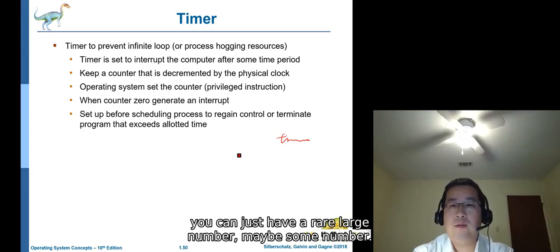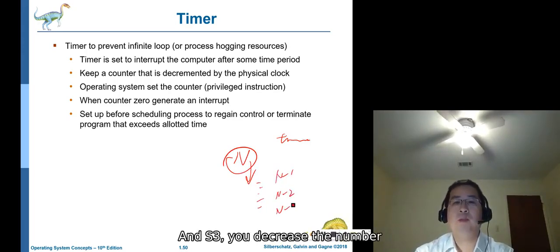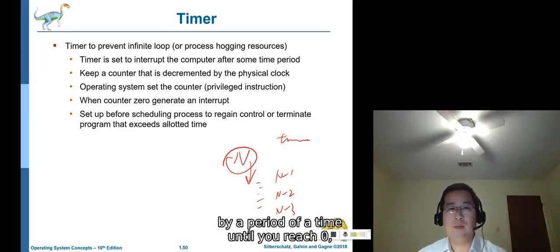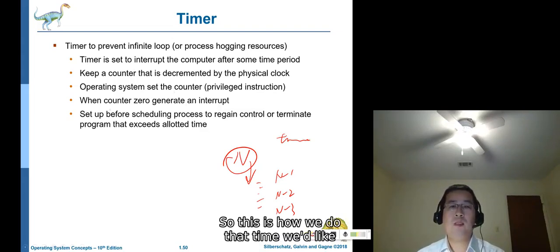You can just have a very large number, and every time you decrease it by one, n by 1, n by 2, n by 3. You decrease the number by a period of time until it reaches 0, which means the timer is out. Okay, time is up. That means time is due. So this is how we do the timer.